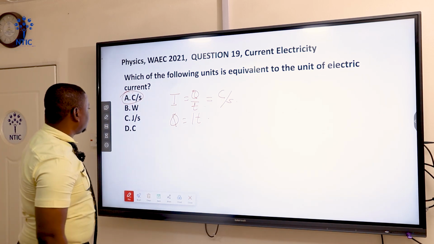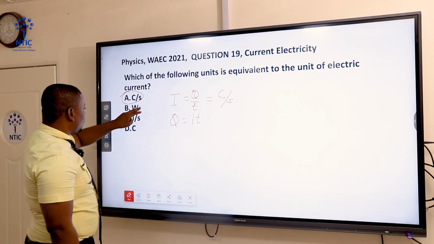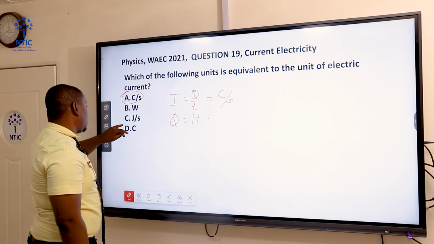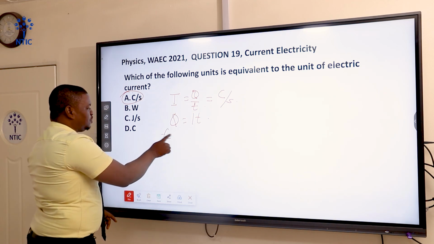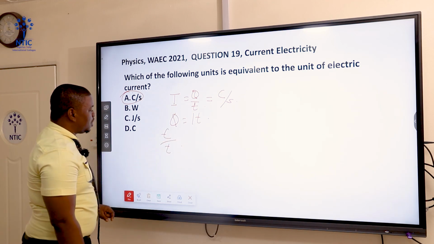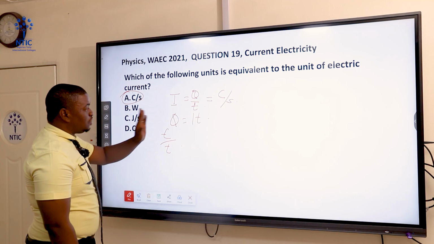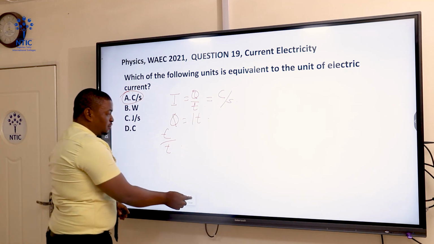So the right option here is A. Watts is for power. Joules per second is also energy over time, which is also power. And coulombs is only for electric charge. Please take note of that.